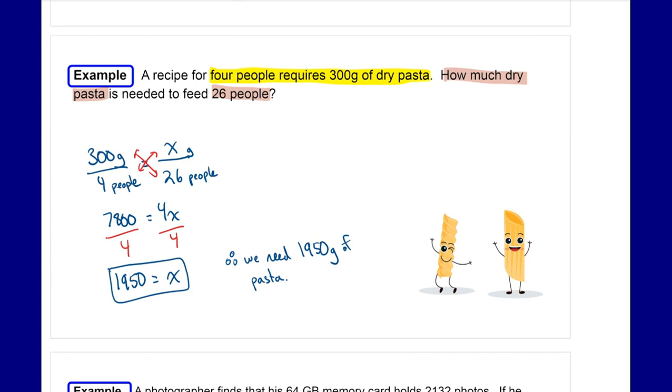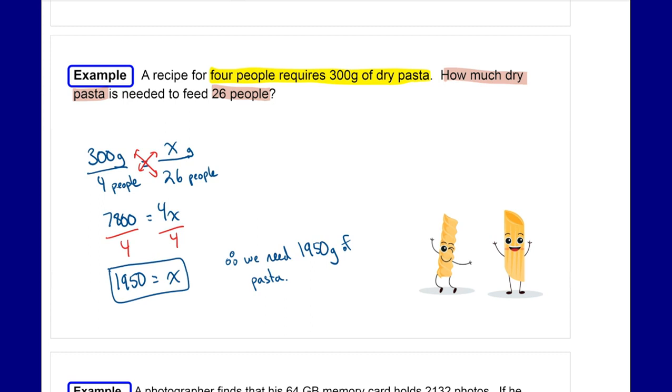Now, a couple questions you might be asking, well, how do I know which one to put where? Each side of the equal sign is going to be one kind of fraction or proportion, or one part of the situation. So usually we're given one full pair of information: 4 people, 300 grams. The other part, we don't know the grams, but we know the number of people. So there we have our 2 parts.